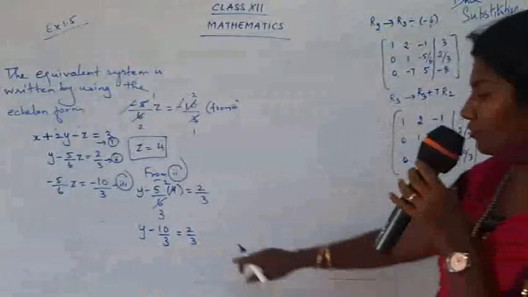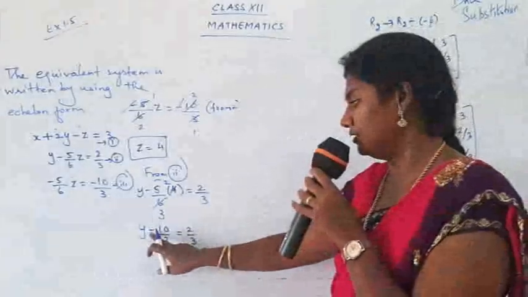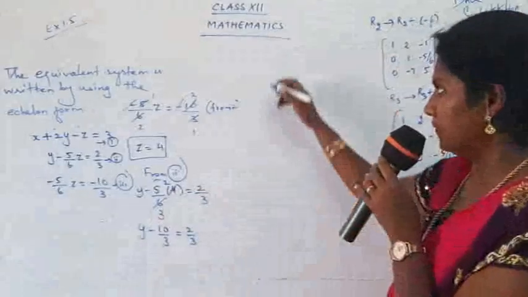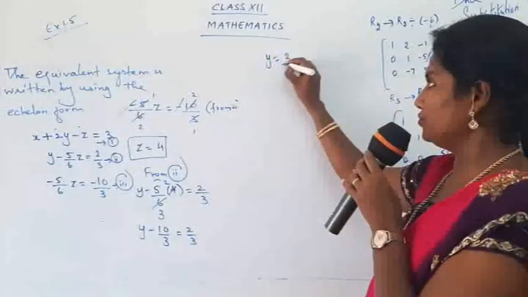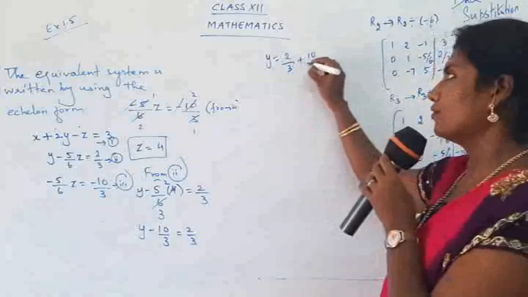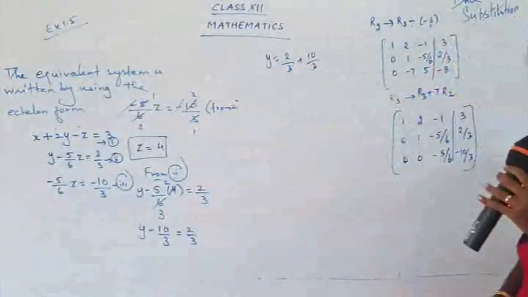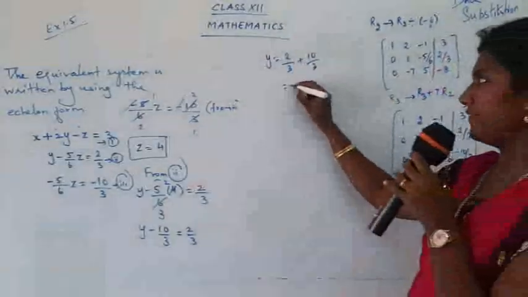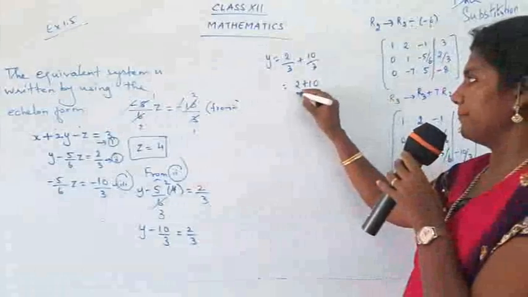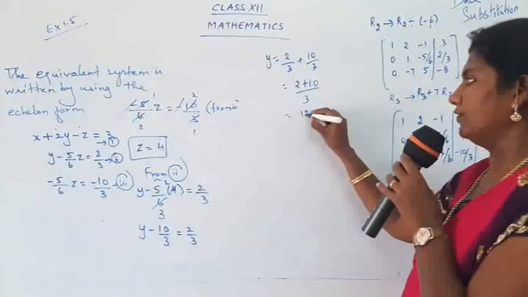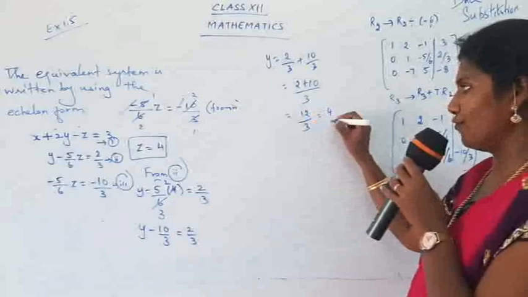Don't do any calculation, just bring the minus 10 by 3 to the RHS. So y is equal to 2 upon 3 plus 10 upon 3. The denominators are the same, so take the numerators together. So 2 plus 10 upon 3 is 12 by 3. So you get the answer as 4.